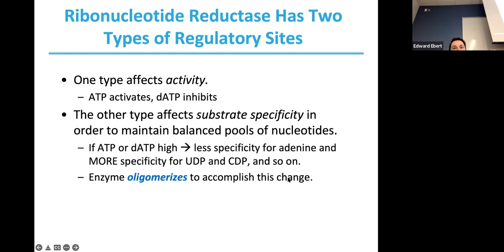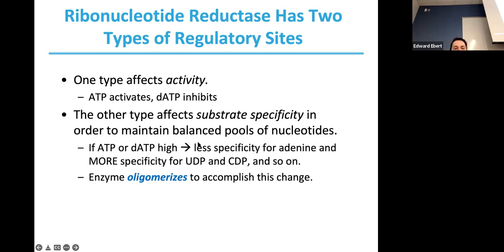The other regulatory site is going to affect the substrate specificity. Remember, we've got our 4 different nucleotides, whether they're deoxy or regular ribonucleotides. So if one of those is too high, it can bind to a site and say, don't. If we have lots of CTP, it's like, don't bind so much CTP, bind these others. Like the old vaudeville comedians: take my wife, please.